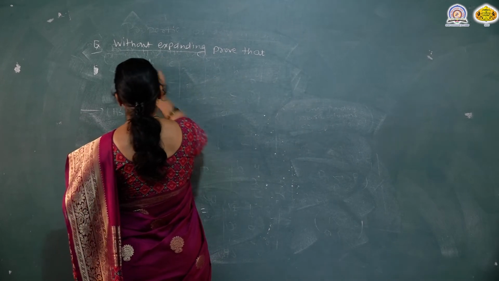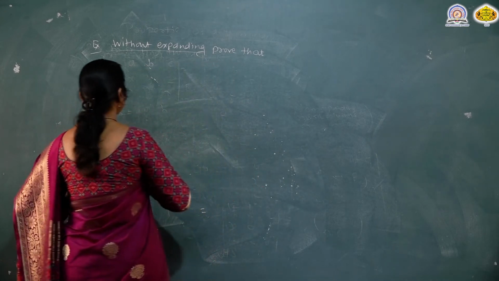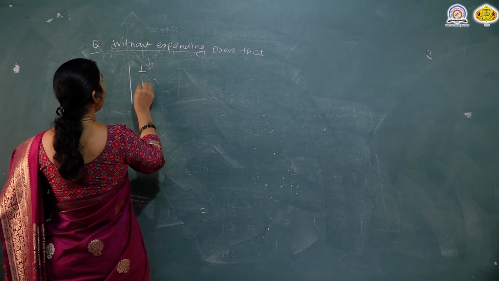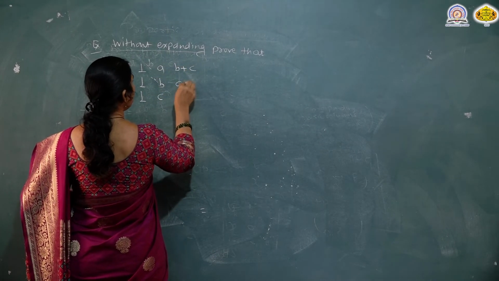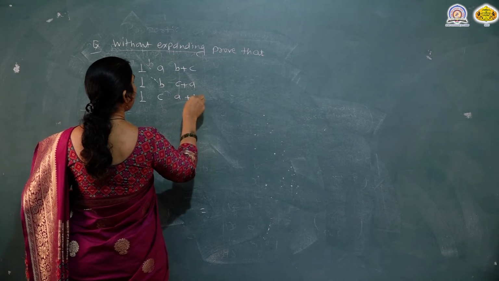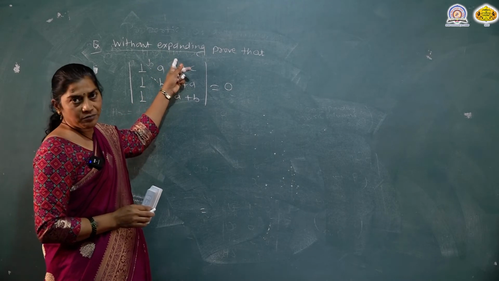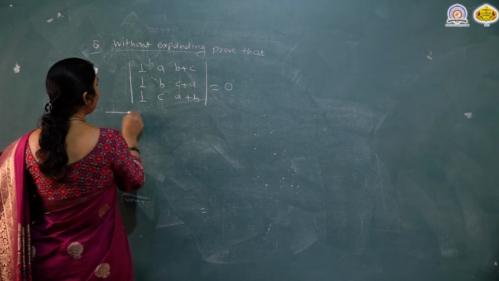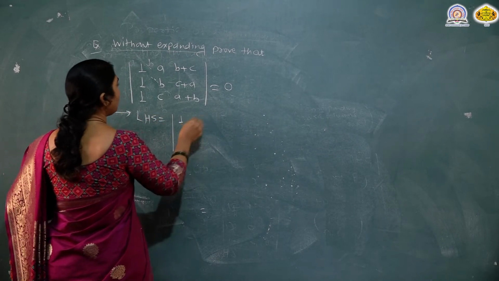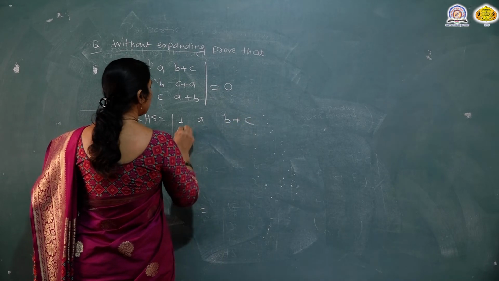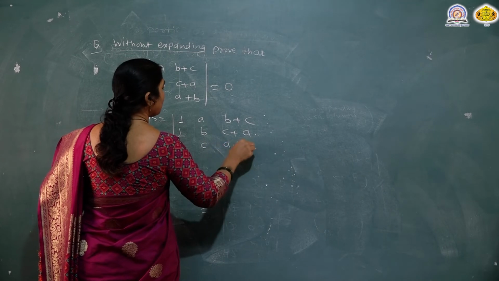Without expanding, prove that determinant 1, 1, 1, A, B, C, B plus C, C plus A, A plus B equals 0. So we don't want to expand. We will use properties of the determinant and prove that this answer is 0. So consider LHS. It is nothing but determinant 1, A, B plus C, 1, B, C plus A, 1, C, A plus B.